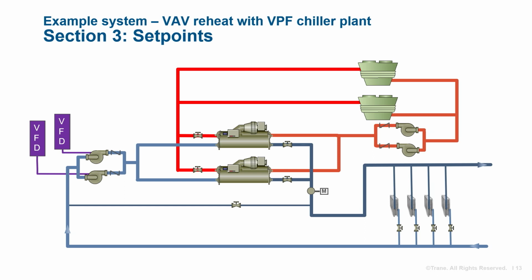There are headered variable speed chilled water pumps and constant speed headered condenser water pumps. We'll assume there's a flow meter in the primary circuit in this particular case. We'll come back to these in a bit.